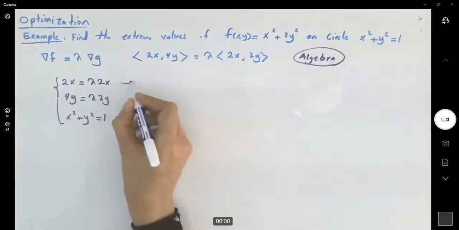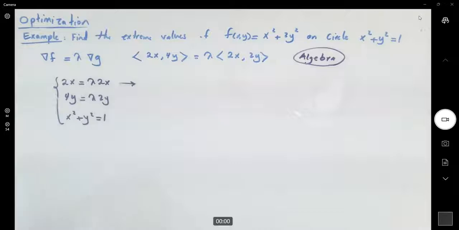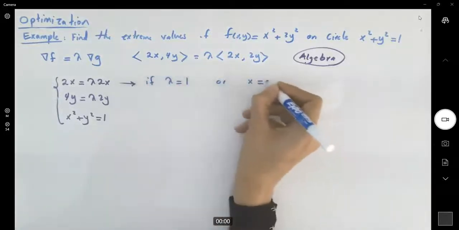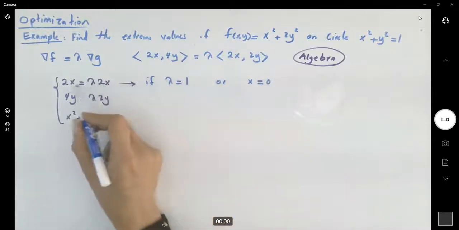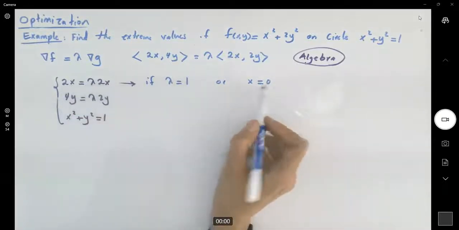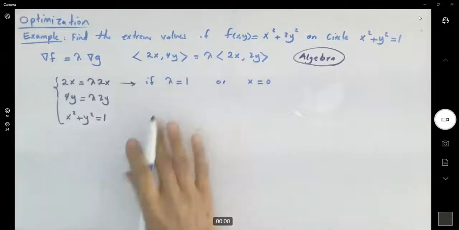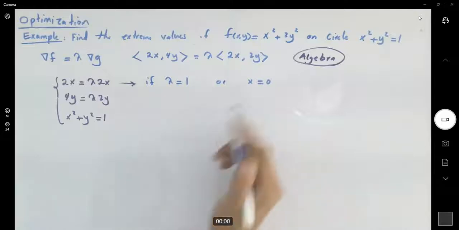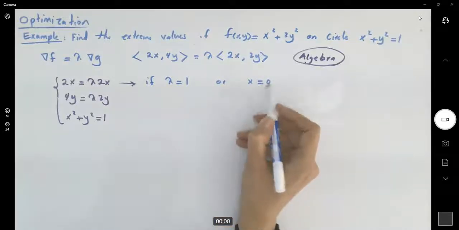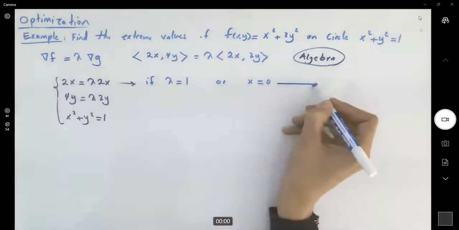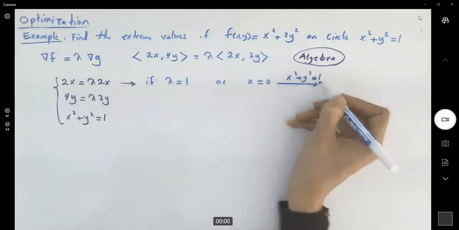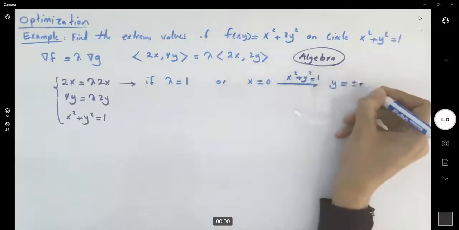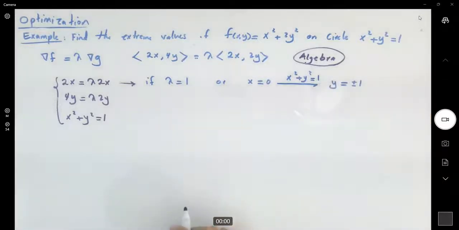From the first equation, this equation is true if lambda is equal to 1 or if x is 0. If lambda is equal to 1, 2x is equal to 2x. If x is equal to 0, 0 is equal to 0. Just pure algebra. Very well. So if x is equal to 0, the equation x squared plus y squared equals 1 gives you y equals plus or minus 1.